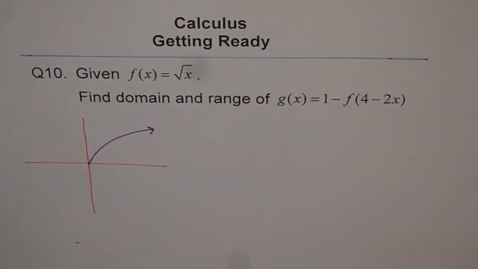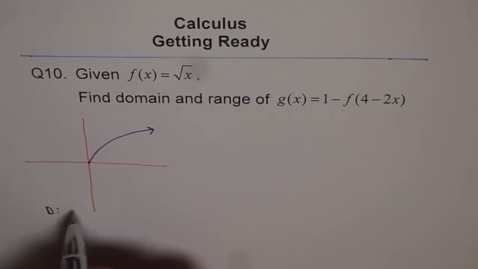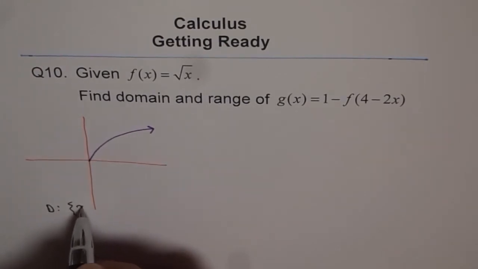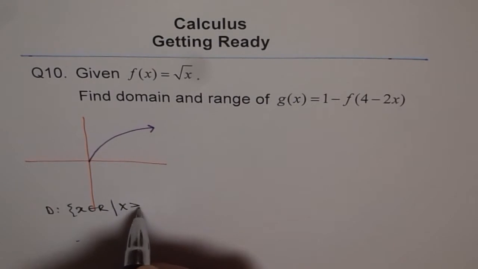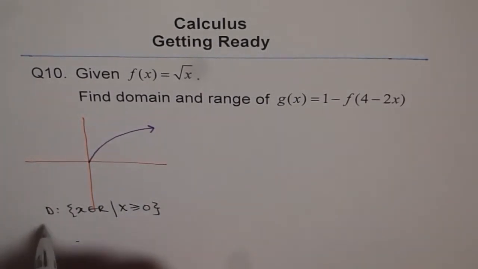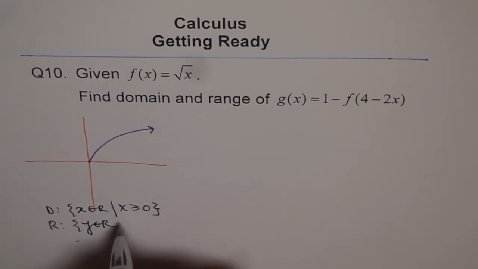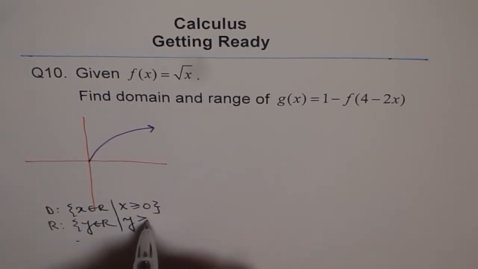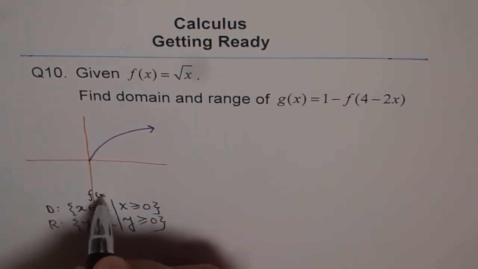And now what is the domain and range for square root x? We know the domain for square root x is, I'm not writing the full form, we should normally write x belongs to real numbers so that x is greater than or equal to 0. Okay, let me write. And the range is y belongs to real numbers where y is also greater than or equal to 0. So that is for our function f of x, correct?